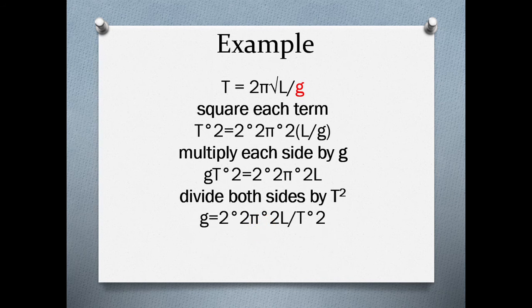So here is the result. t to the second power equals 2 to the second power times π to the second power, and we multiply that by L divided by g. Alright, so now we can start playing a little bit around without that square root that we have in there. So what is next? We have to multiply each side by g.